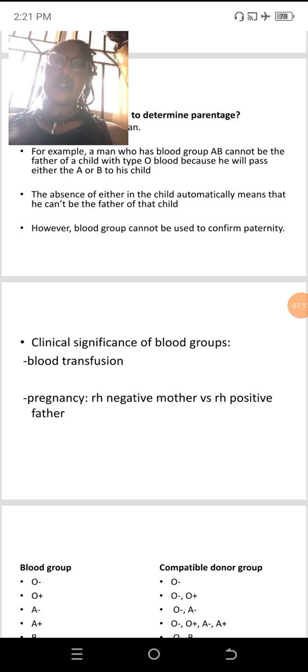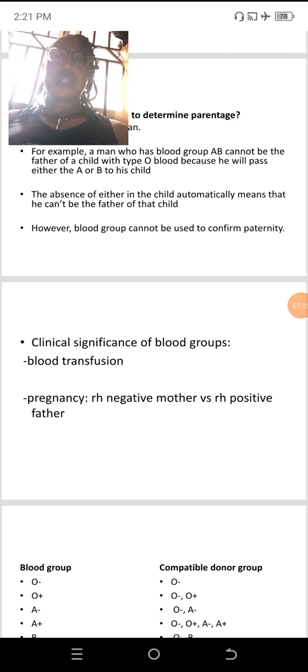The person that is donating the blood is called donor, and the person you are going to transfuse the blood into is called recipient. So you have to be sure that both the donor blood and the recipient blood match.